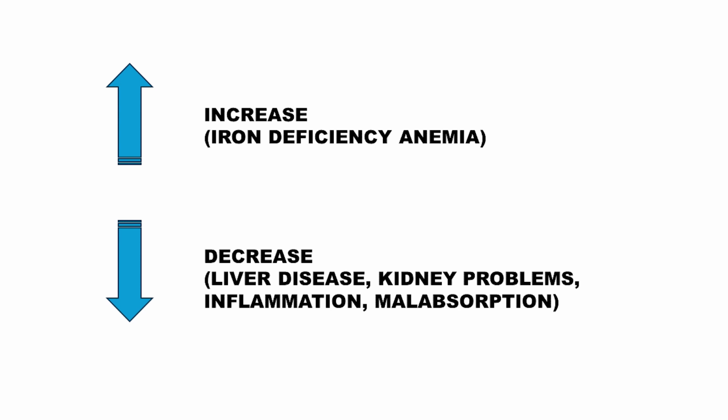An increase often indicates iron deficiency anemia, a compensatory increase in liver synthesis to improve iron utilization. A decrease often indicates liver disease, reduced synthesis, or nephrotic syndrome, urinary loss, or even chronic inflammatory states, tumors, or malabsorption, such as gastroenteropathies.